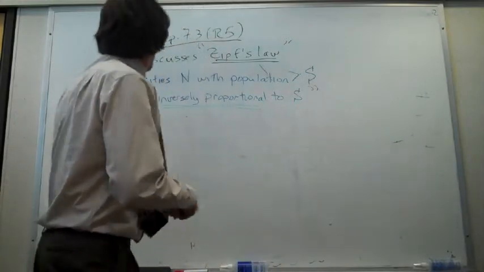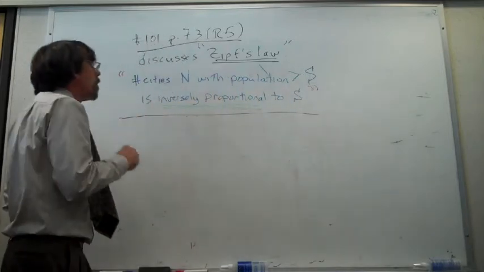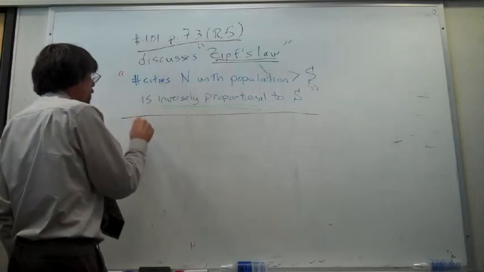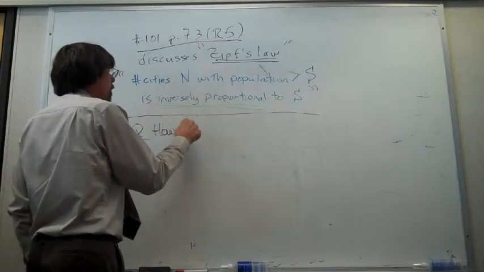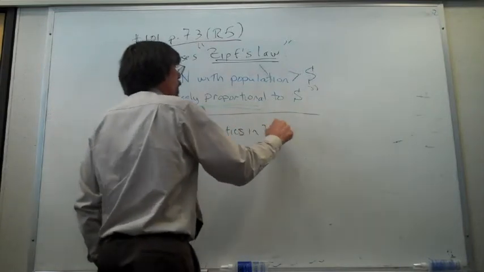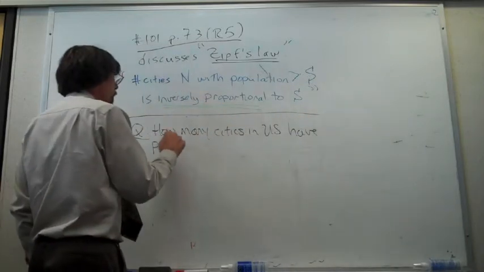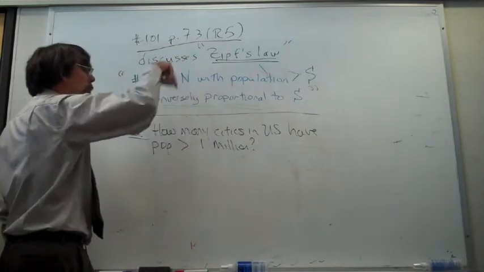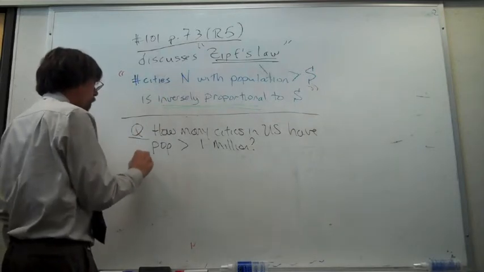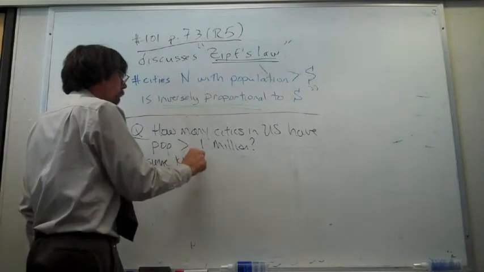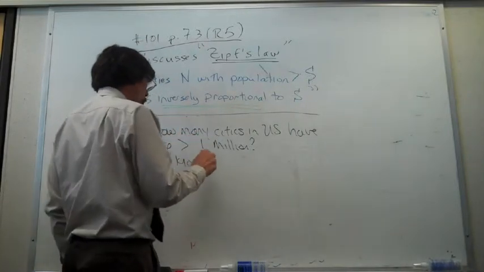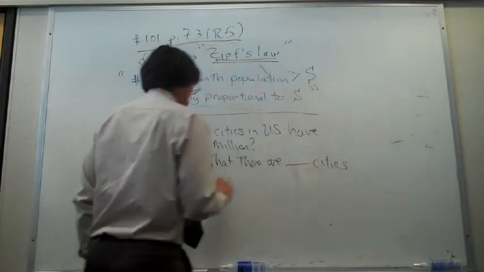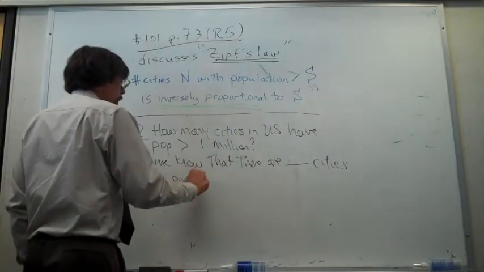So what we're going to do is try and test this out to see if it's accurate. This is the question we're going to ask: how many cities in the U.S. have a population bigger than, we'll just say, 1 million? And we're going to assume Zipf's law is true, and we're going to assume that we know, and what city did you pick? Colorado Springs. Okay, so we're going to assume that we know that there are blank cities with a population bigger than blank.